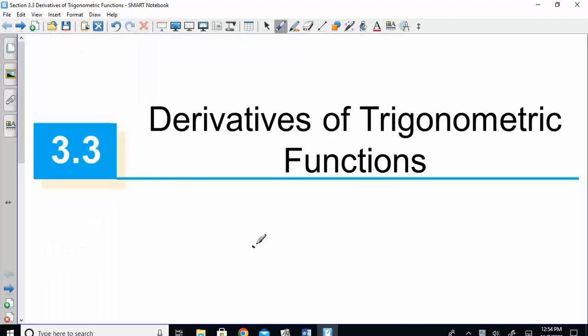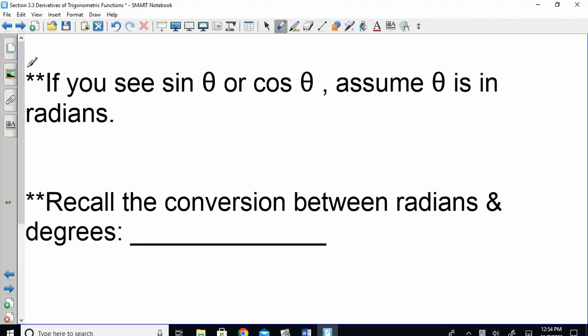The first assumption we have to make in order for this to work, I told you at the beginning of calc, is that anytime we are going to deal with a trig function, it has to be in radians in order for things to work. So if you see a sine theta or a cosine theta, we are just going to assume it's radians unless we are told otherwise.